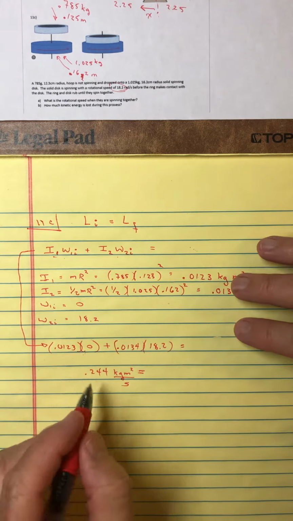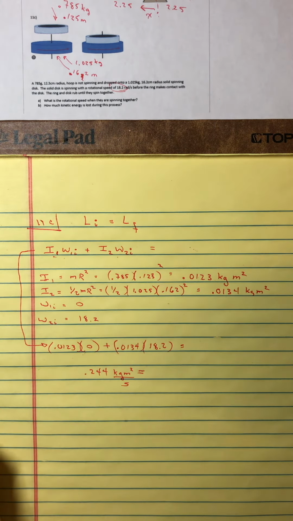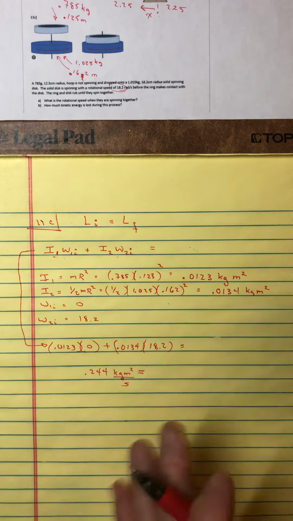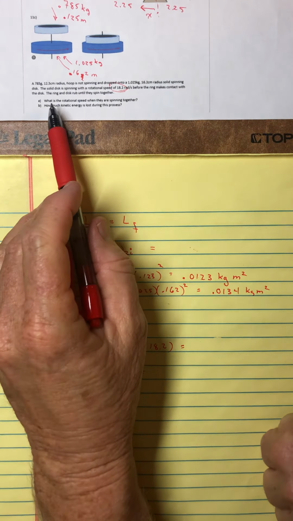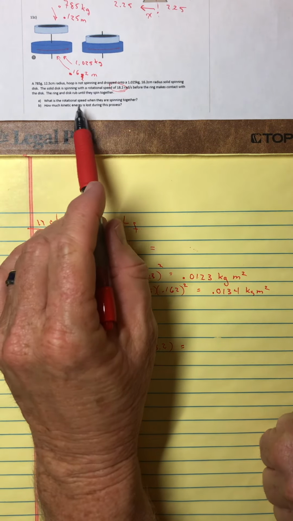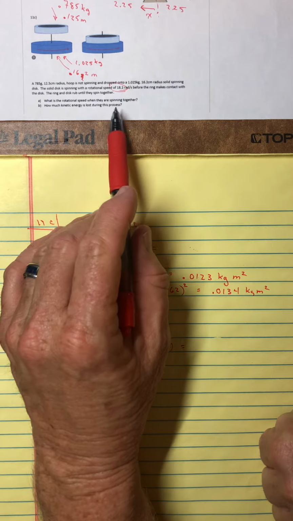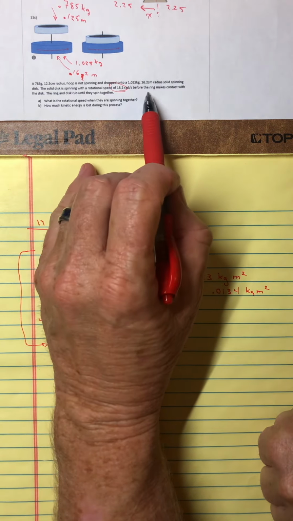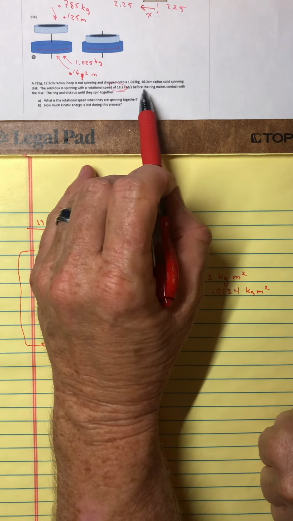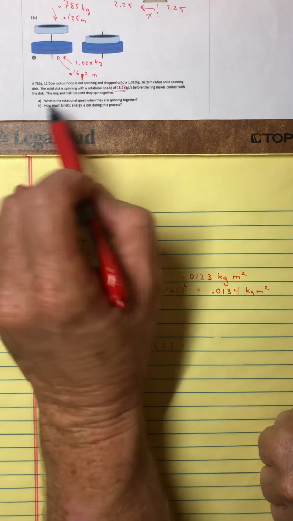So if we wanted to put all that, we could, and maybe even should, but it's kind of an intermediate step because we're trying to get the speed. How does it phrase it? It says, what is the rotational speed when they are now spinning together? Because they start to rub, right? Before the ring makes contact with the disc.